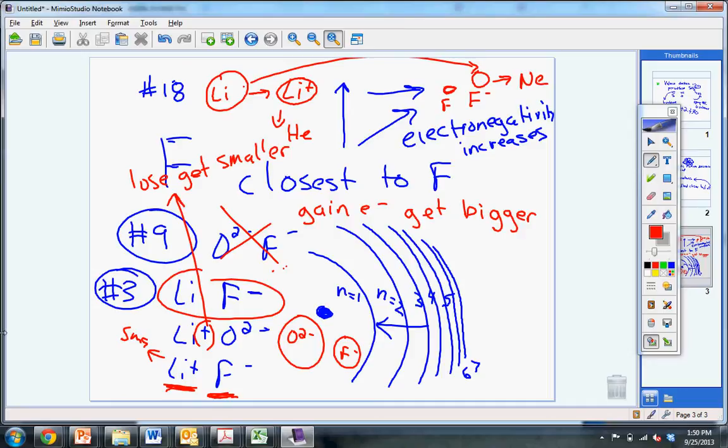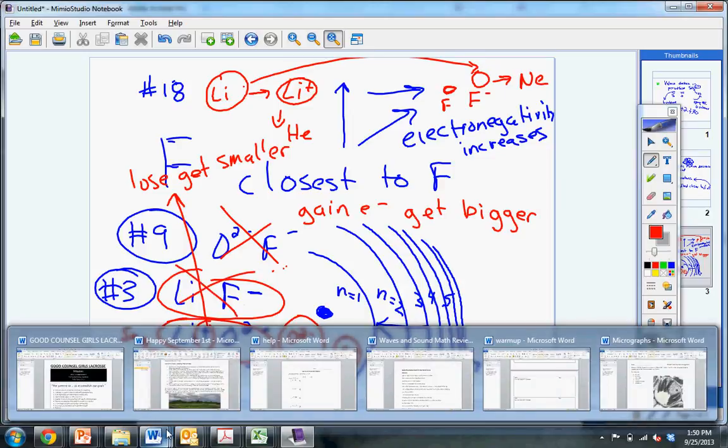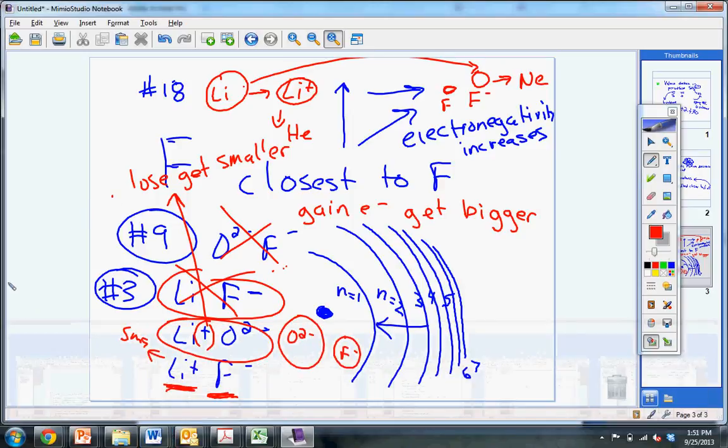Sorry. No, actually, I'm wrong too. Li plus and O2 minus. Sorry. Li plus and O2 minus. So O2 minus will be the biggest, and Li plus will be the smallest. All right. Sorry about that. My bad. I talk so much I confuse myself sometimes.